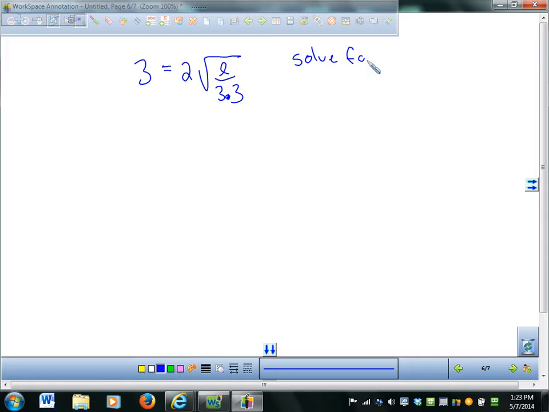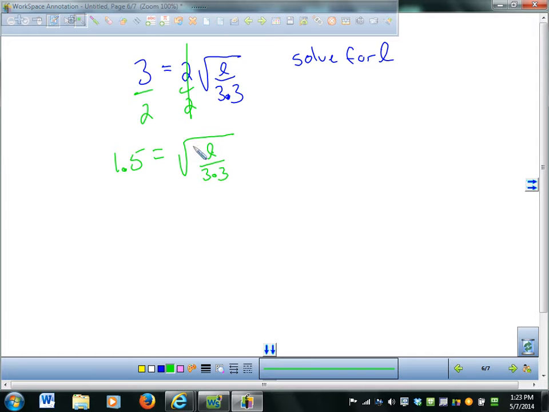Just like you do with order of operations, to solve an equation you want to try to get L by itself. So who can tell me how to get L by itself first? Divide by 2. Divide by 2. And just to make your life easier, I'm going to change it into 1.5. 3 divided by 2 is 1.5. This goes away, and I get that the square root of L over 3.3 equals 1.5, where L stands for the length of something.